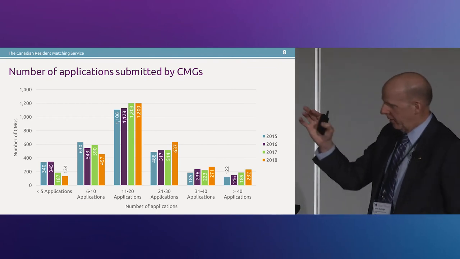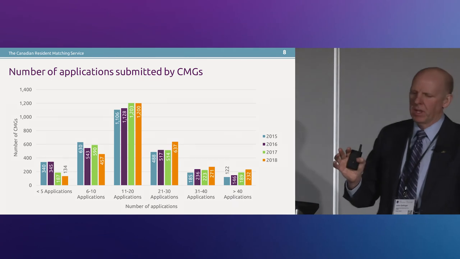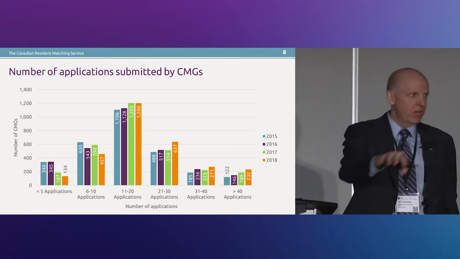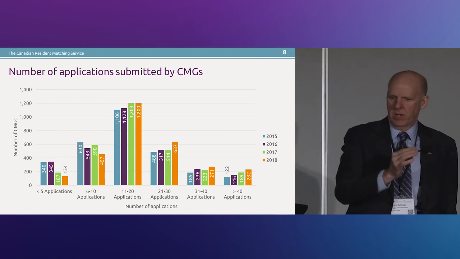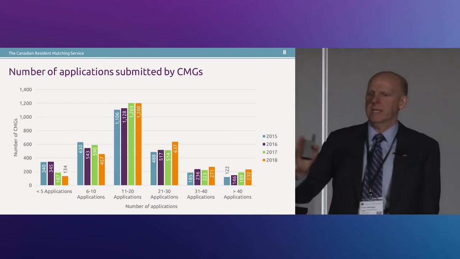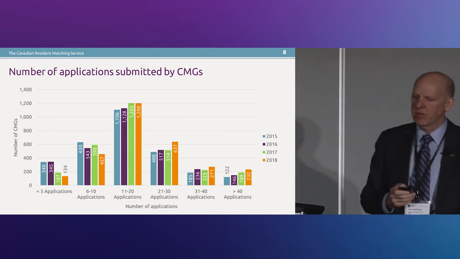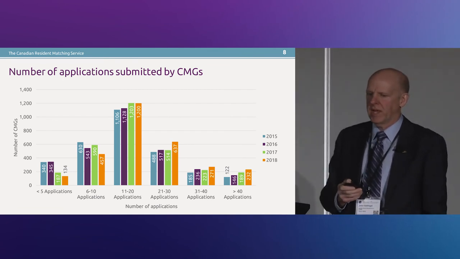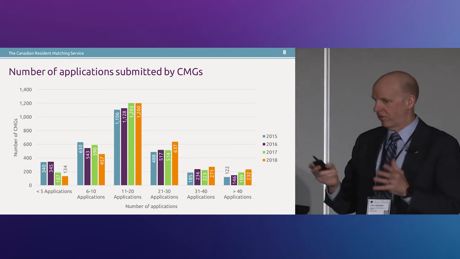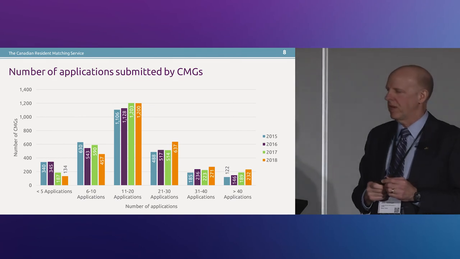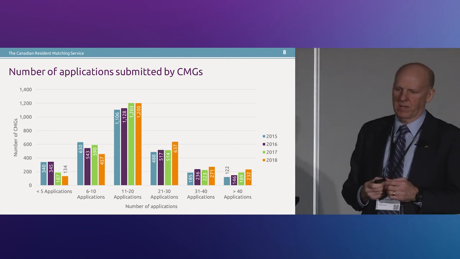This is a view of the clusters of number of ranks, in relation to the previous graph. So, not unexpectedly, the numbers are shifting to the right. The number of people who had less than five applications between 2015 and 2018 is down 60%. These are CMGs now. The number of CMGs who had 6 to 10 applications is down 27% in the last 4 years.